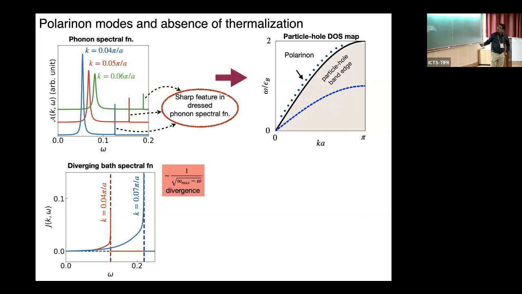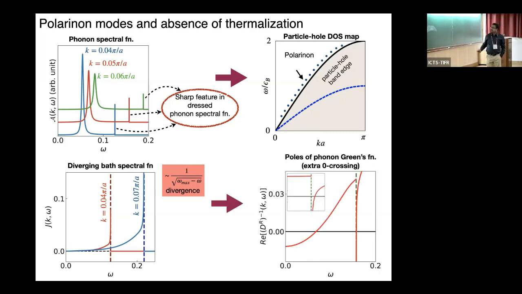In which case, these modes will go above the bath band edge. Once they're above the bath band edge, there's no spectral weight. They can't exchange energy with the bath. And essentially, they become undamped modes, which leads to an absence of thermalization in this case. Okay, one way to see this is if you do, for example, Kramers-Kronig, you will see that you will force a pole in the phonon Green's function just outside the bath band edge and so on and so forth. Okay, so that was interesting.